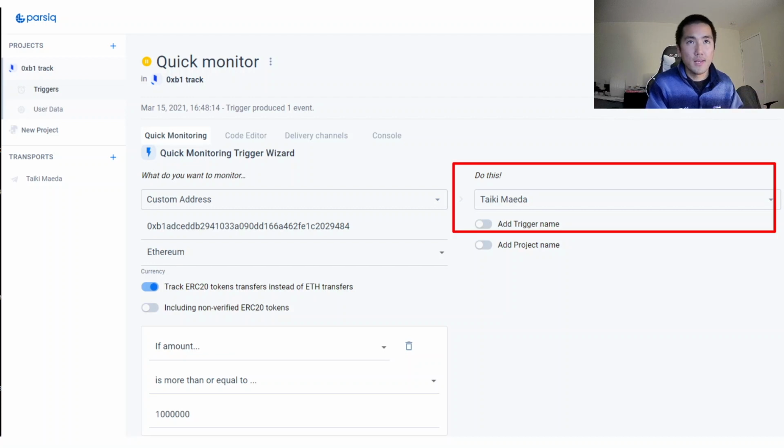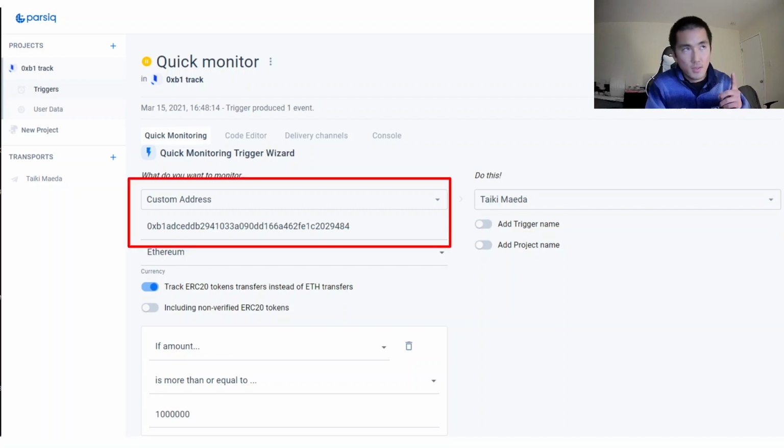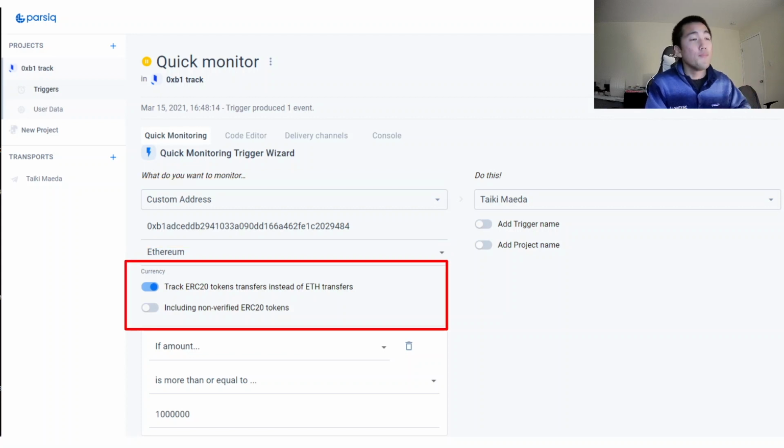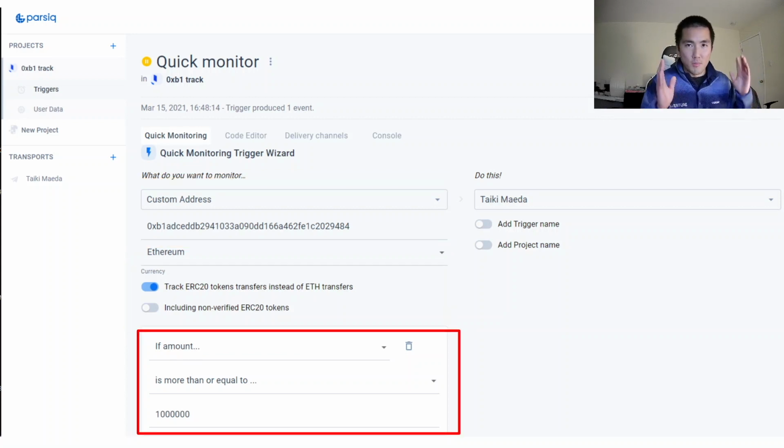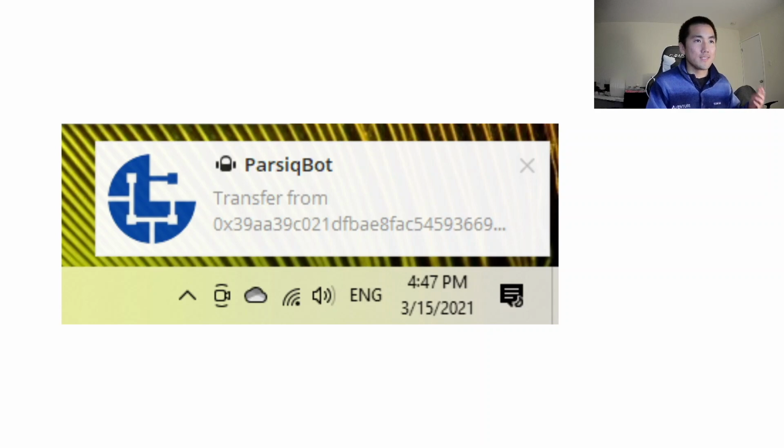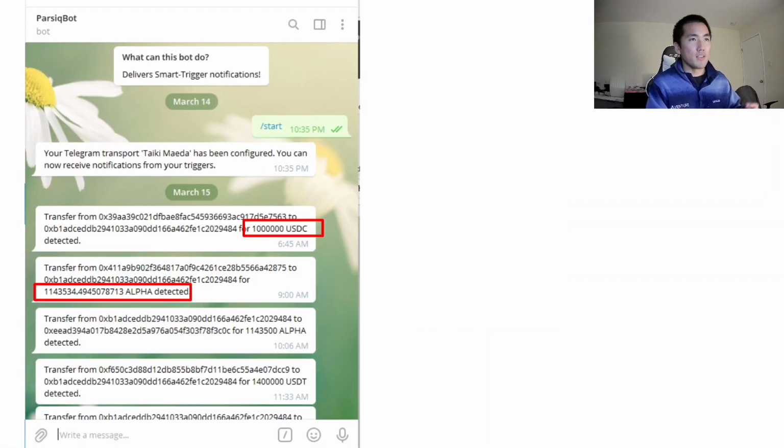So I'm saying, notify me when this wallet address, this is 0xB1, moves an ERC20 token where the quantity is over 1 million coins. Pretty simple, right? And lo and behold, soon after I made this, it instantly notified me: here's a transfer, it just happened. You can see that this bot is just letting me know whenever over 1 million coins move. So 1 million USDC there, over 1 million alpha there.